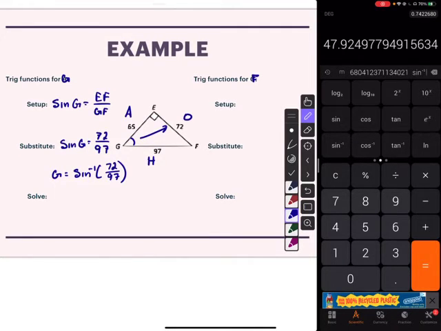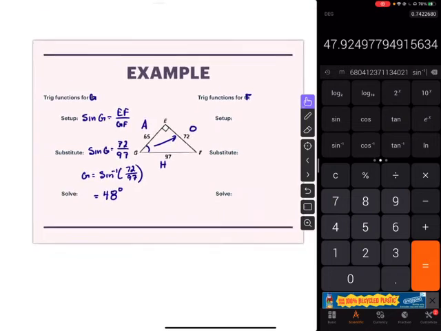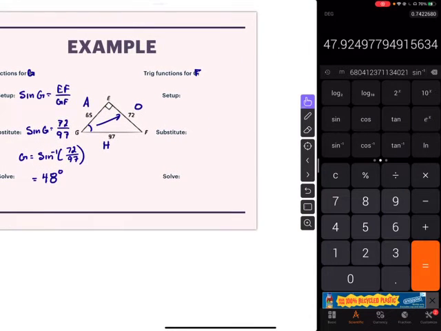Note I haven't written anything down. And so G is equal to 47, let's call it 48 degrees. So we know G now. Let's go ahead and find F. Now when we find F, since we're switching angles, we're going to have to redefine our opposite and our adjacent, although it's really not going to matter in this problem.